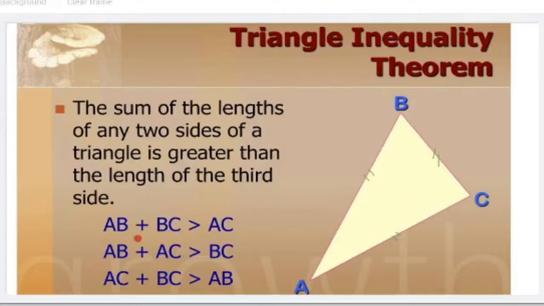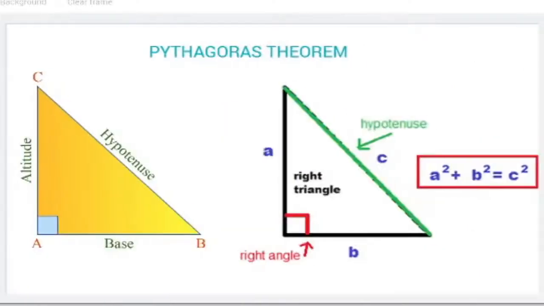I repeat, the sum of the length of any two sides of a triangle is greater than the third side. There are three cases here. You can take AB and BC together first, second AB and AC, and third AC and BC together. So I hope it is clear that this is known as triangle inequality. Now the second one, the Pythagoras theorem.